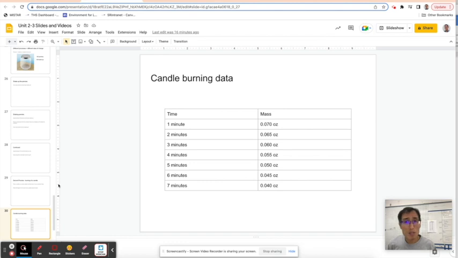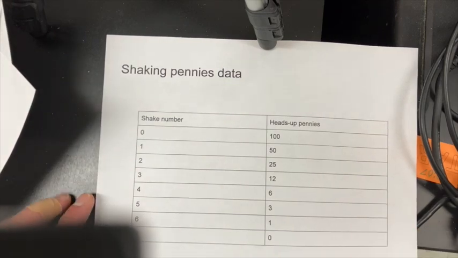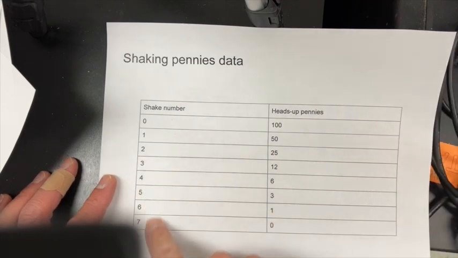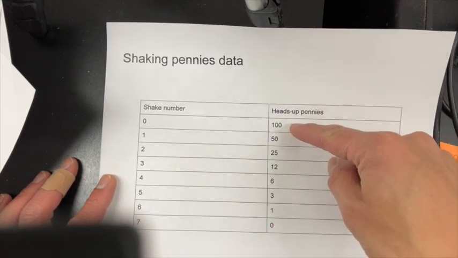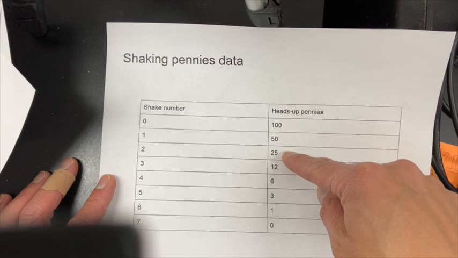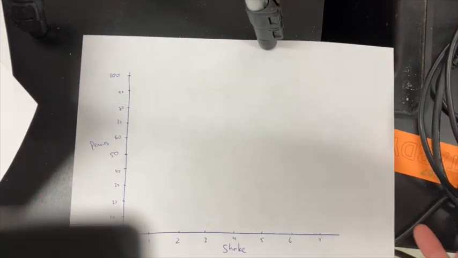What we're going to do is compare these two sets of data now and see what the differences are in how these two things are decreasing, because they're both decreasing, but how is it different from each other? So this is the data for the shaking of the pennies. As you can see, the shake number goes from 0 to 7. We start at 100 and drop down by half every time, so it cuts in about half, and so on. If I were to graph this, let's take a look and see how this would graph out.